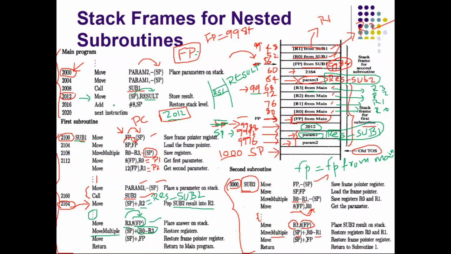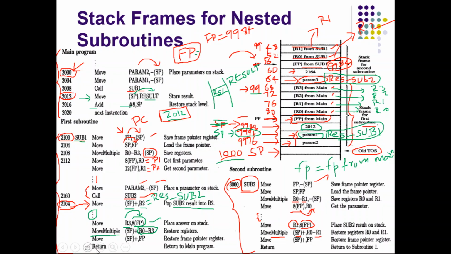But then originally, the stack pointer should be updated to its original value. So finally what we are doing is move, add 8 comma stack pointer. So what is the stack pointer now? 999. If you add 8, it will become 1000. So finally the stack pointer will point to 1000, okay.